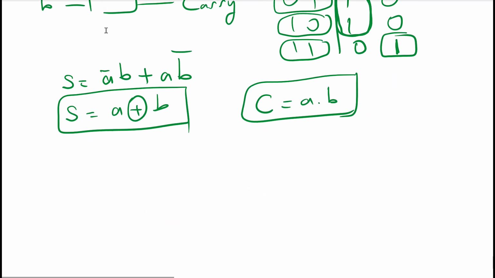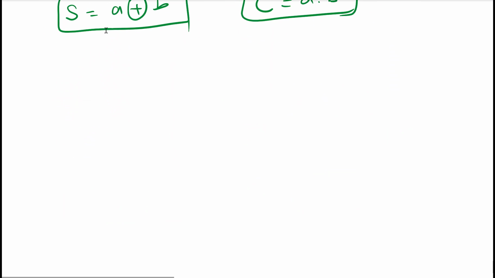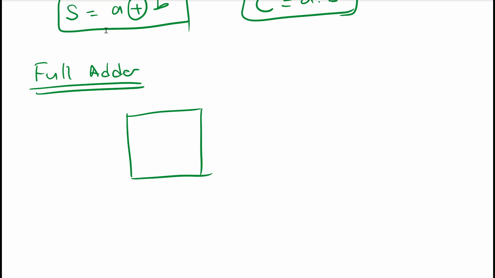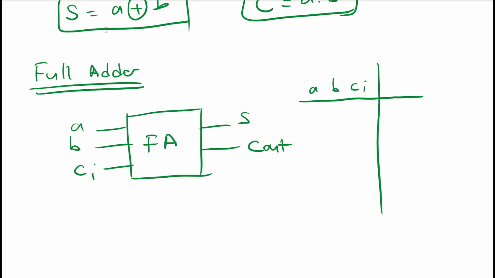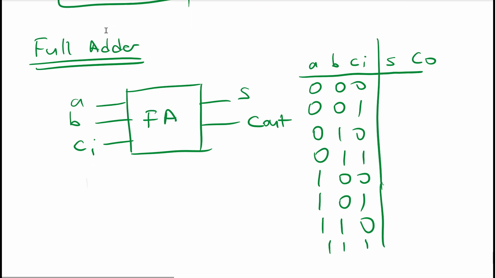Okay, so this was the half adder. Let's look at the full adder. In the full adder, instead of 2 inputs, I have 3 inputs, A, B and carry in. And again I have sum and carry out. Okay, so this is my full adder. If I write my truth table, I have A, B, carry in, sum and carry out. So I have all possible inputs, and my sum is for each case.